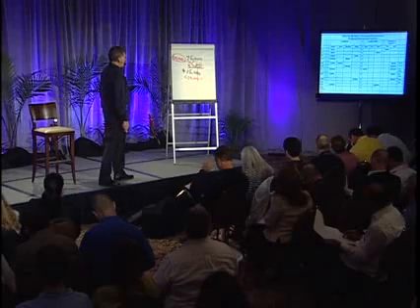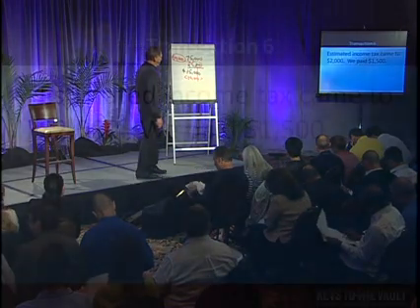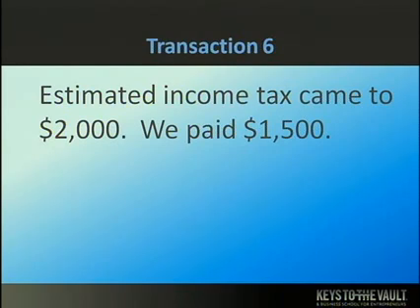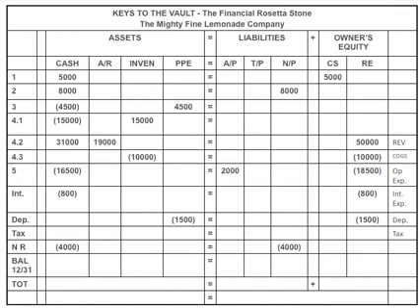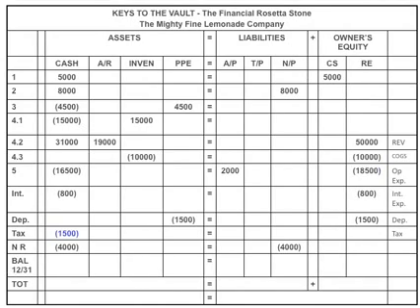Good. Last transaction. Estimated income tax came to $2,000. Of that $2,000, we paid $1,500 of it. Did we use some cash? Good. By the way, what transaction is this? 6. So let's go down here. You got a line right here that says taxes, real near the bottom. How much cash did we use? $1,500. So let's write that down. Write down negative $1,500. By the way, did we owe anybody any money as a result of this? Yeah. How much? $500. We owe it for taxes.